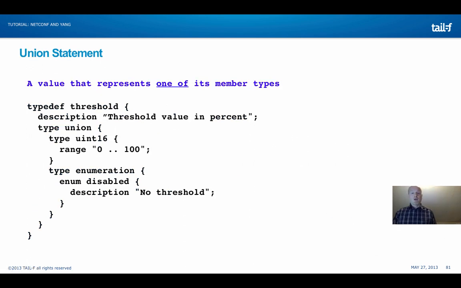You can have union statements, and the actual value then is one of its member types. So for C programmers, this is no surprise. I have a threshold here, type union, either it's a uint16, 0 to 100, or an enumeration, in this case just with a simple value of disabled. So either it's an integer or it's disabled whenever it's configured.